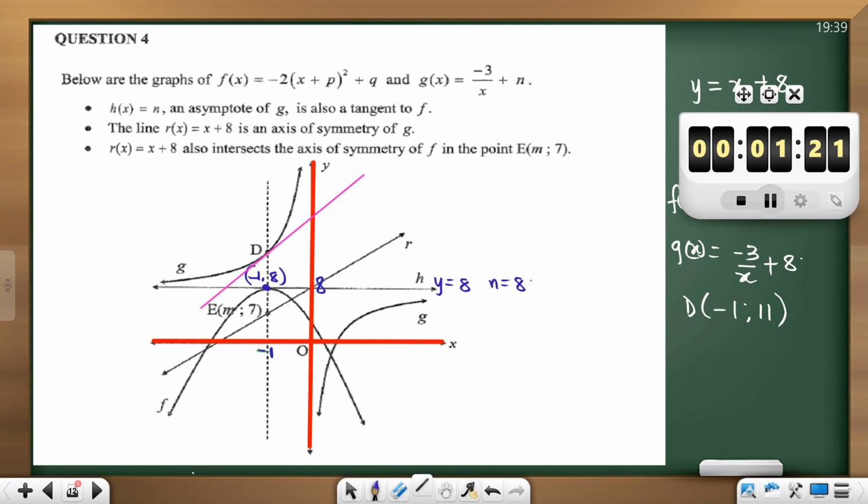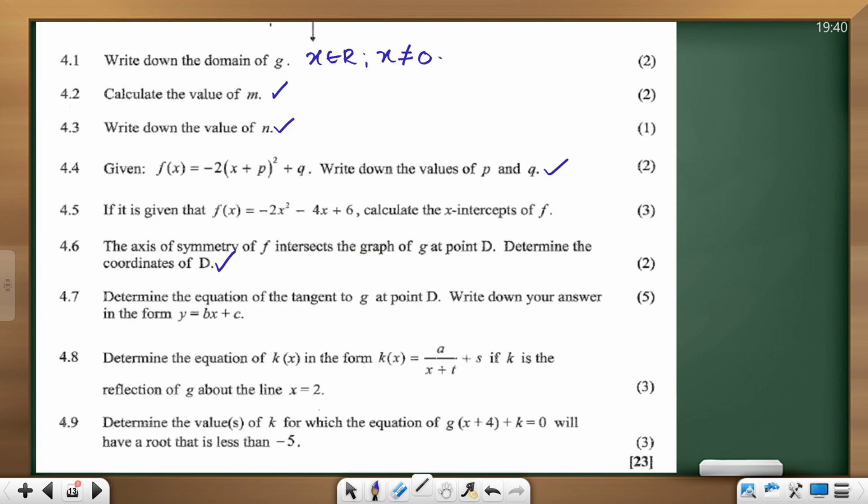Why are you lost, guys? I've given you the clue. First derivative equals gradient. What's your equation? What's your x value at that point? Guys, you differentiate. And what's the x value at that point? Negative 1. Okay, let's work.